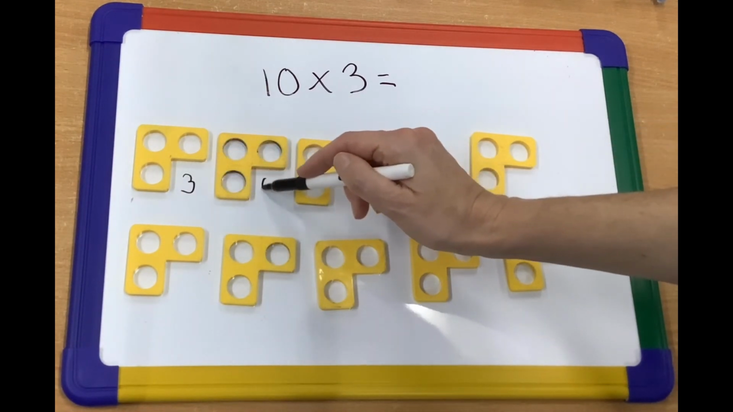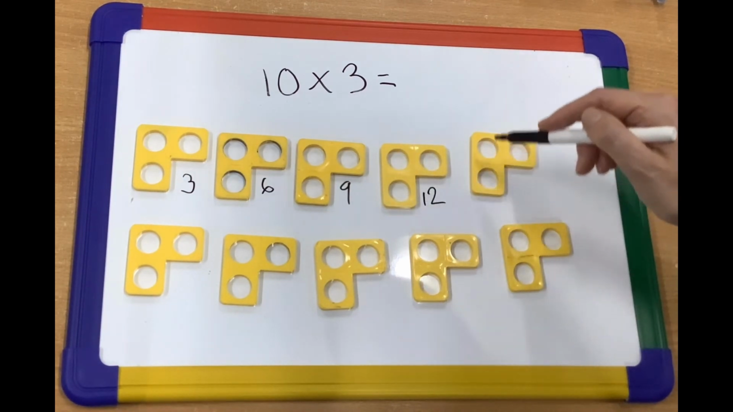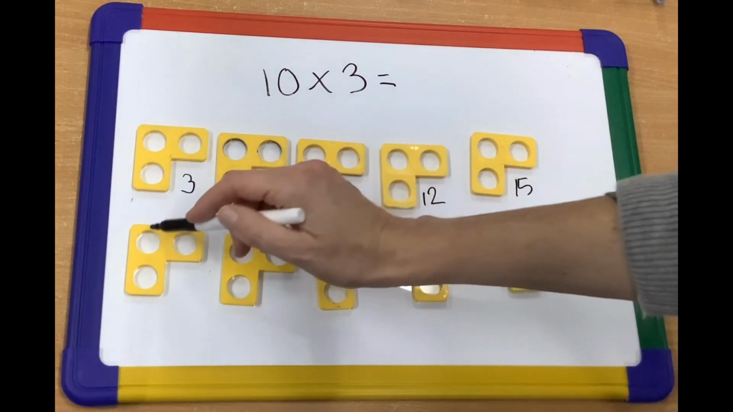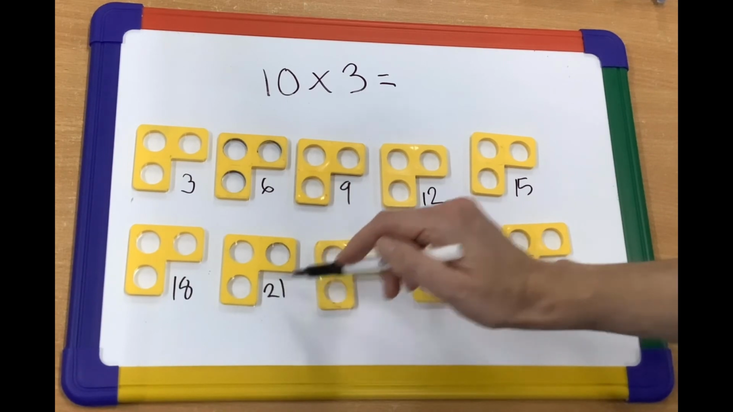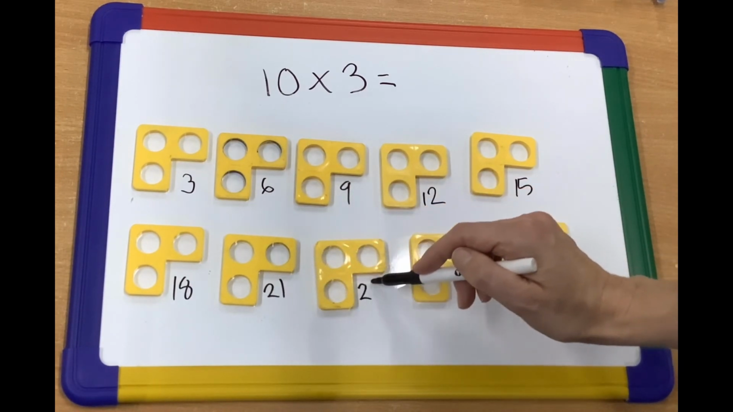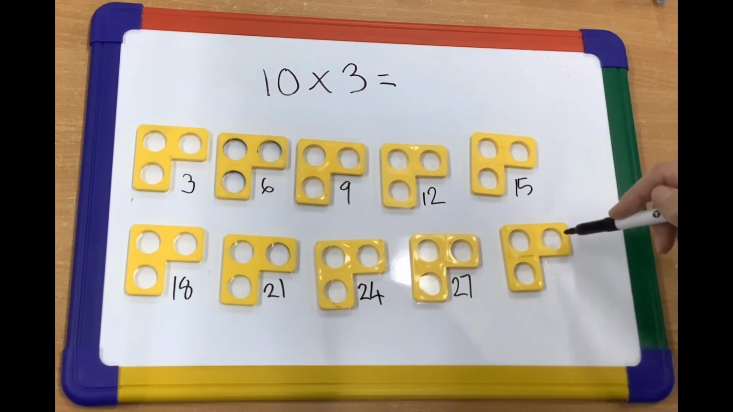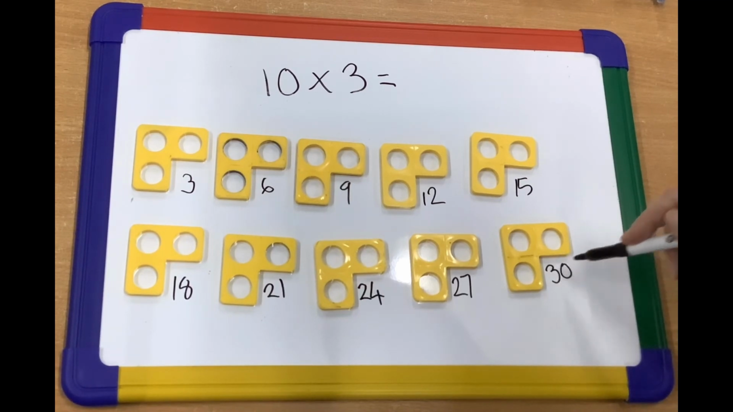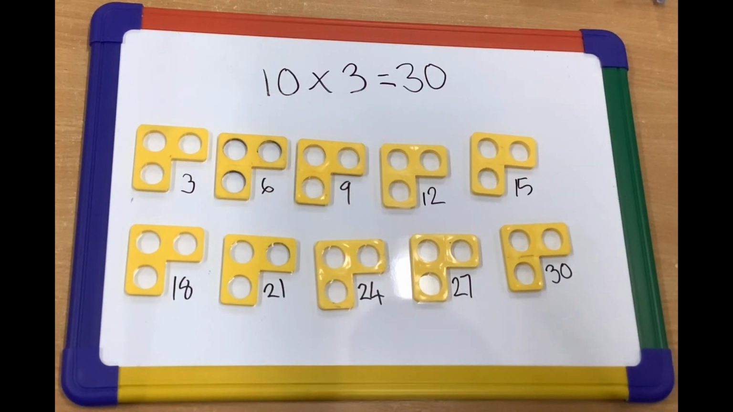3, 6, 9, 12, 15, 18, 21, 24, 27, 30. Good practice counting on this. So 10 threes is still 30, but it was much easier counting them in tens. So when you see a multiplication number sentence, choose the number that it's easiest to count in, and then it's much quicker to work it out.